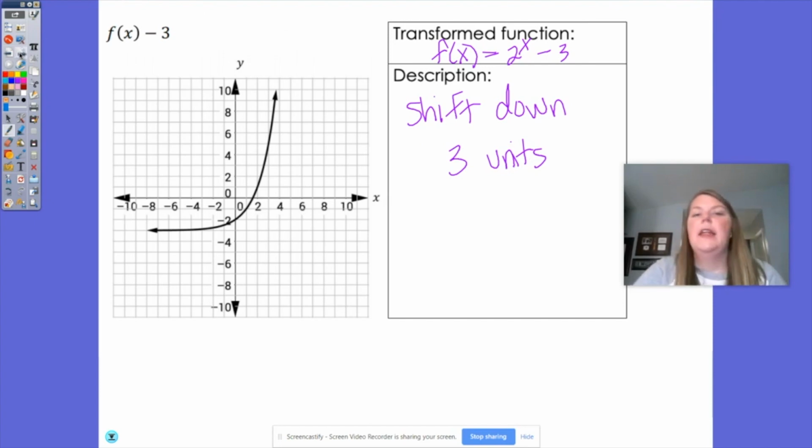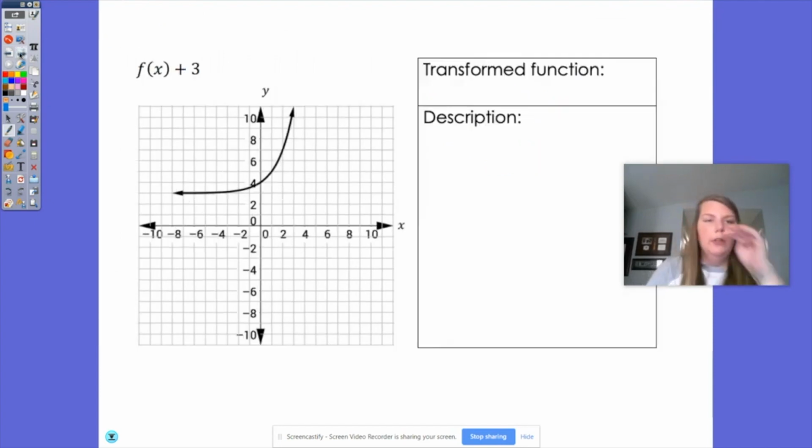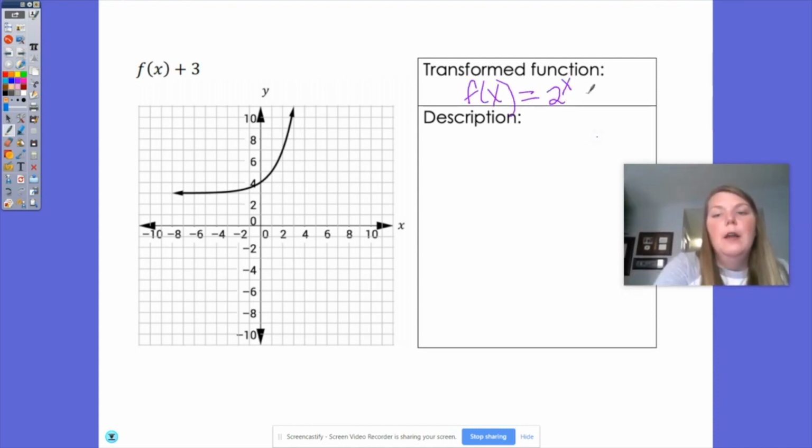All right, and then very similarly, if we add 3, the opposite thing happens. We're going to end up with our 2 to the x power plus 3, and that's going to shift the entire graph up 3 units.